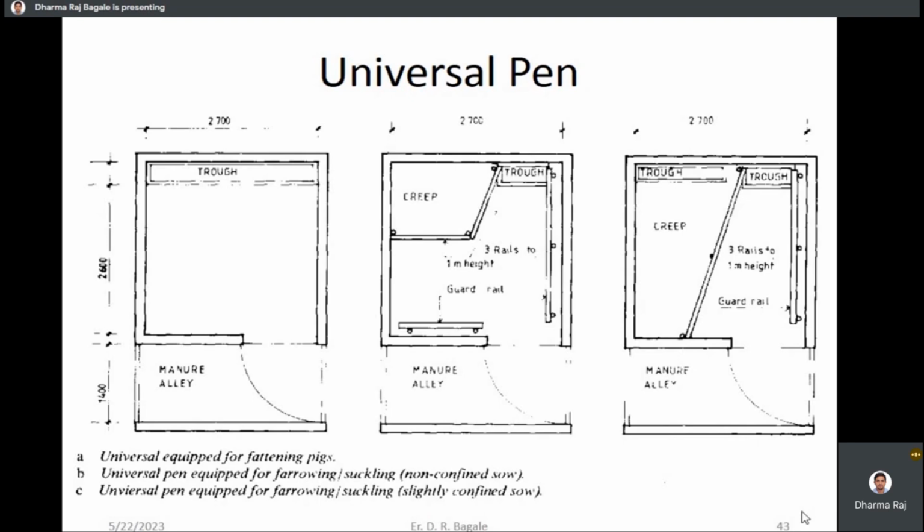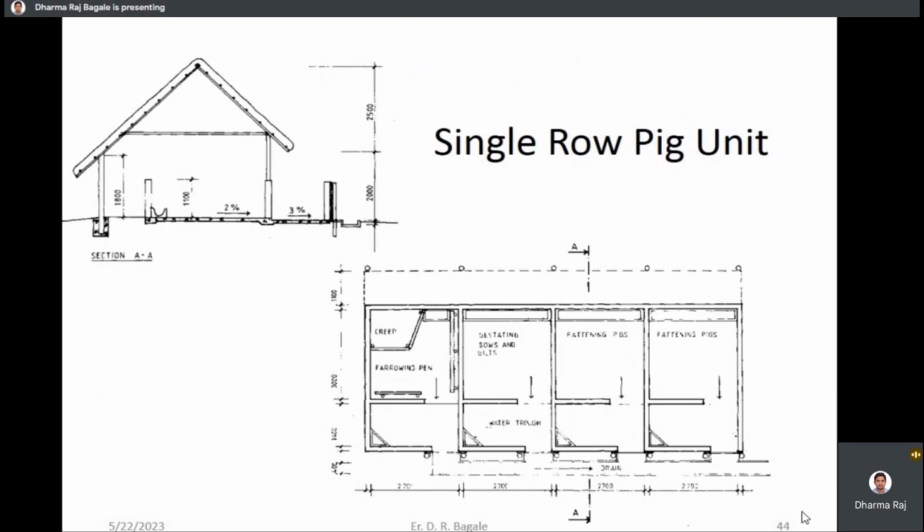This pen is for a single row pig house system here.